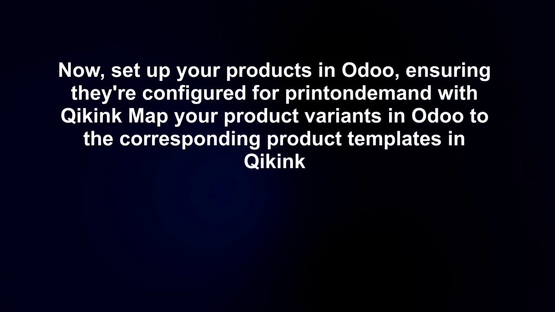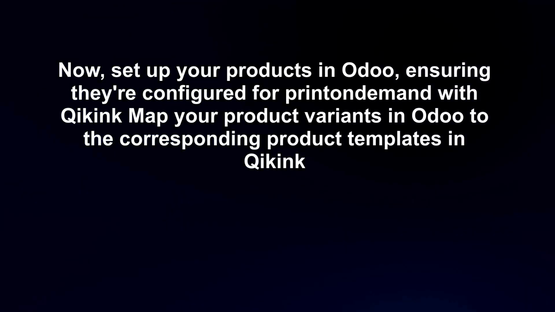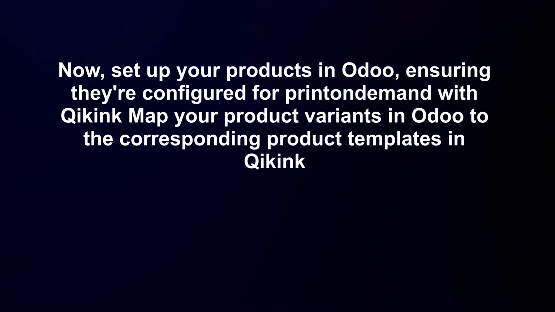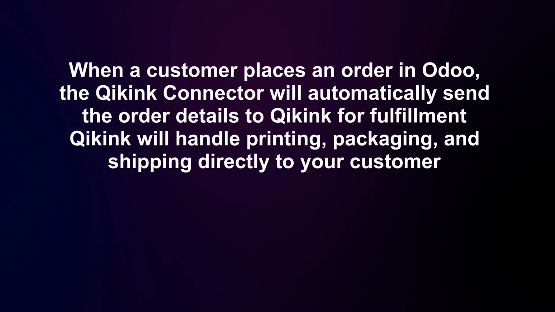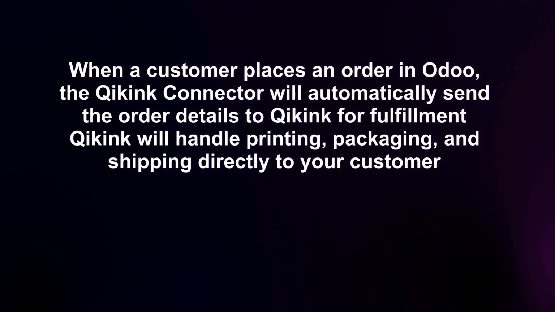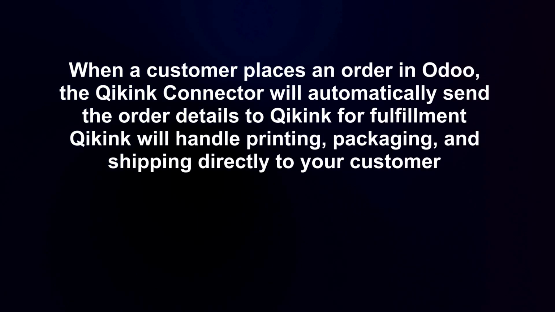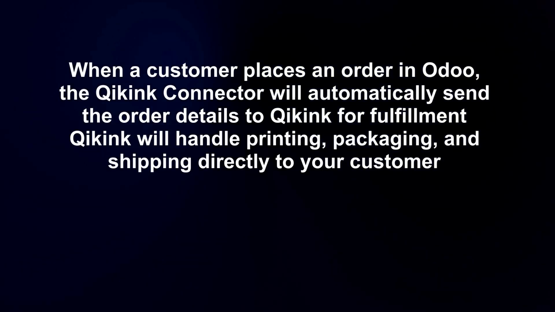Now, set up your products in Odoo, ensuring they're configured for print and mint with Qikink. Map your product variants in Odoo to the corresponding product templates in Qikink. When a customer places an order in Odoo, the Qikink connector will automatically send the order details to Qikink for fulfillment. Qikink will handle printing, packaging, and shipping directly to your customer.